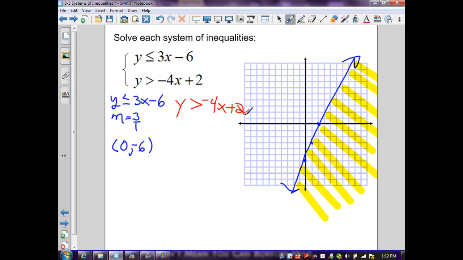My slope is negative 4, or negative 4 over 1. That's negative, so my line will decrease from left to right. My intercept is (0, 2). 0, 1, 2. Slope being negative, I go down 4 to the right 1. Down 4 to the right 1. I take a look at the inequality. It's just greater than. So therefore my line will be dashed.